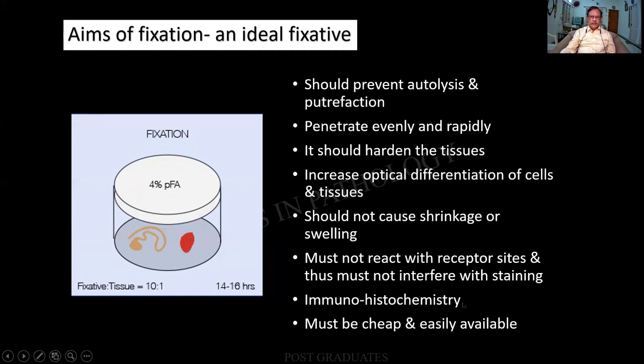Immunohistochemistry has to be appreciated. Sometimes formalin interferes and we do have a treatment for it. It must be cheap, it must be easily available. So this is our 4%. What we give is only a 10% formal saline, but then when it is diluted, you find that it is a 4% formaldehyde.